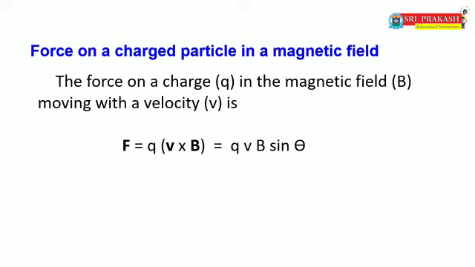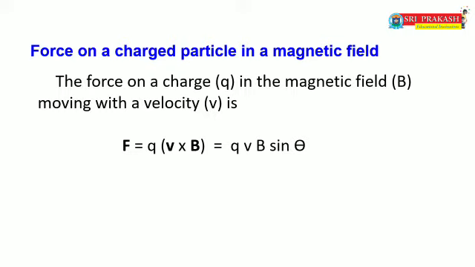Next topic, force on a charged particle in a magnetic field. If a charged particle of magnitude q is moving in a magnetic field, say capital B, with a velocity v, then the force on the charged particle we can express as F equals q into v bar cross B bar. Here velocity is a vector and B is also a vector, the magnetic field direction, so it's a vector.